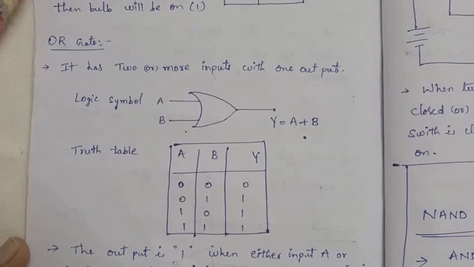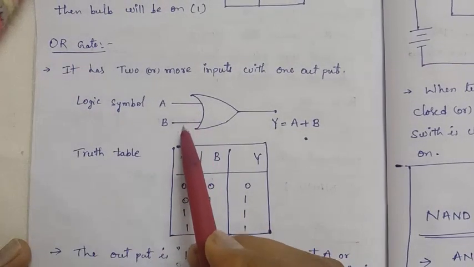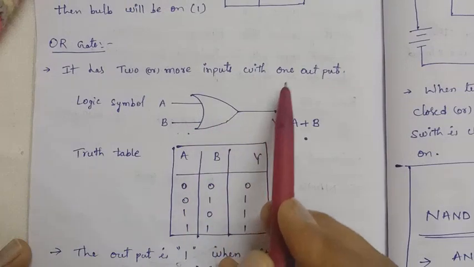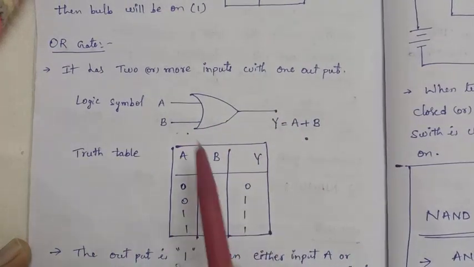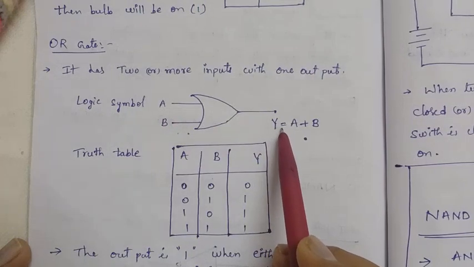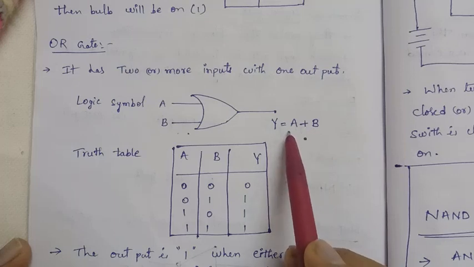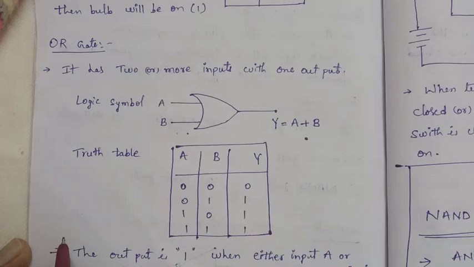Next gate is the OR gate. The OR gate has 2 or more inputs with 1 output. So A, B are the inputs and Y is the output, Y equal to A OR B. It is read as Y equal to A OR B.